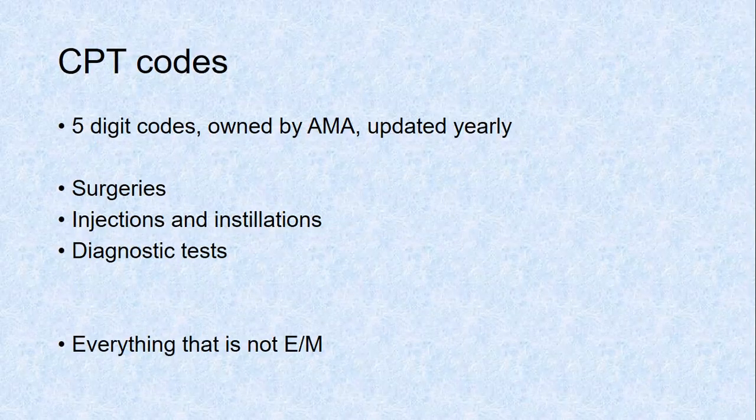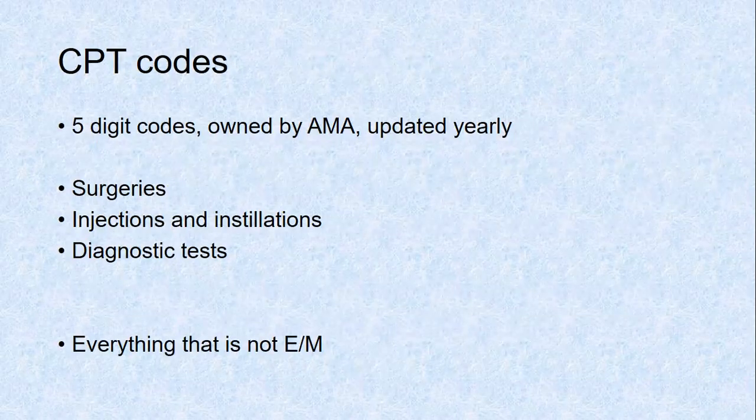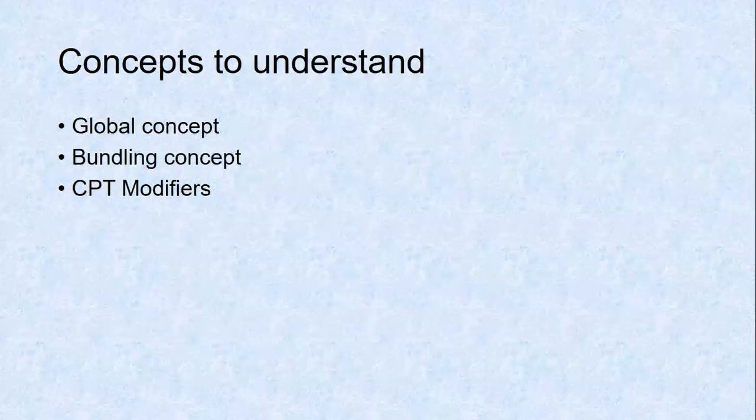CPT codes are 5-digit codes. The code set is owned by the American Medical Association, and yearly there are updates, new codes, change of codes. And so we have to make sure that if there are codes that are updated yearly, that we know what they are, if they affect us as urologists. CPT codes include the evaluation management codes, which we discussed separately, but that's its own subset of CPT codes. The ones I'm talking about for this lecture are surgeries, injections and installations, and diagnostic tests such as ultrasounds. So basically everything that's not evaluation and management codes.